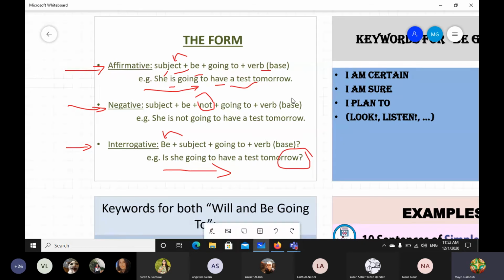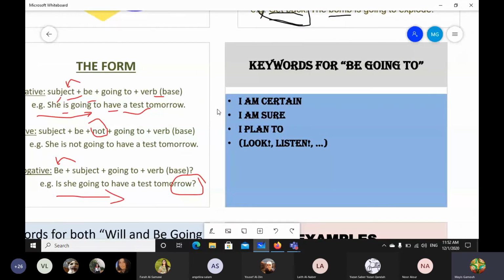Let's go now to the keywords for be going to. And listen up carefully to me, because we said that our predictions are based on a past experience or a fact, and that we have evidence. So I can say that our keywords are regarding certainty. I am certain. Okay, it's not 100%, but I am certain, like 99%. Why? Because I have a clue, because I have evidence, because it is based on a past experience, or I am sure, or I plan to for the prior plan. Or when there is something in front of you and it is about to happen, I could say look, listen, pay attention, get back, be careful, etc.